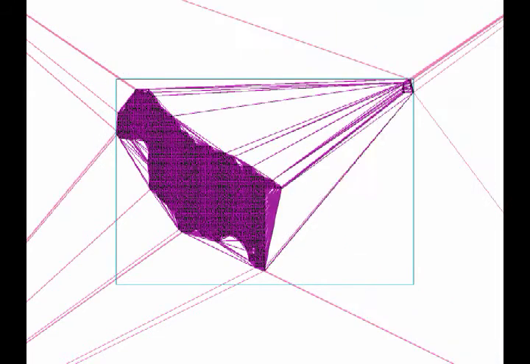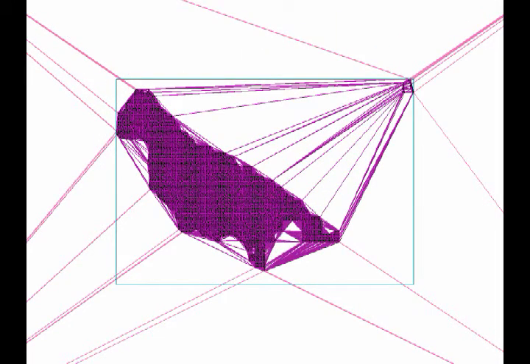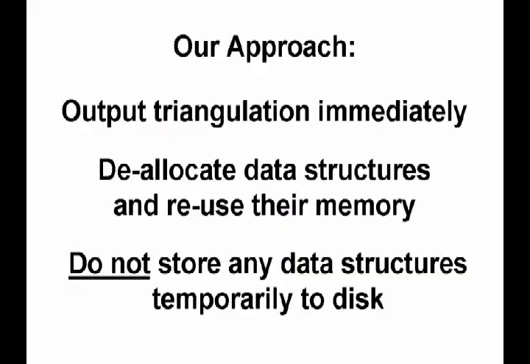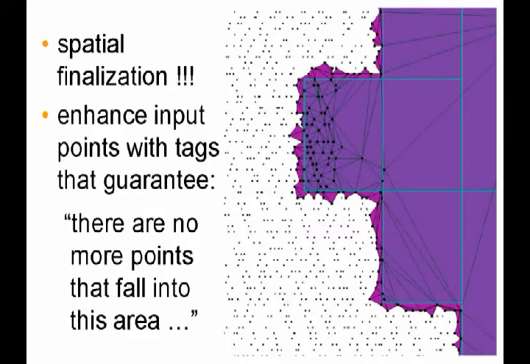Here is such an algorithm operating on Hilbert curve ordered points. 36 GB of data structure are created and eventually paged out to disk. No results are produced until the end, when the 36 GB of temporary data are read from disk and the triangulation is output. In contrast, our algorithm starts outputting final triangles immediately and then reuses the memory they occupied. Therefore it does not store any data temporarily to disk.